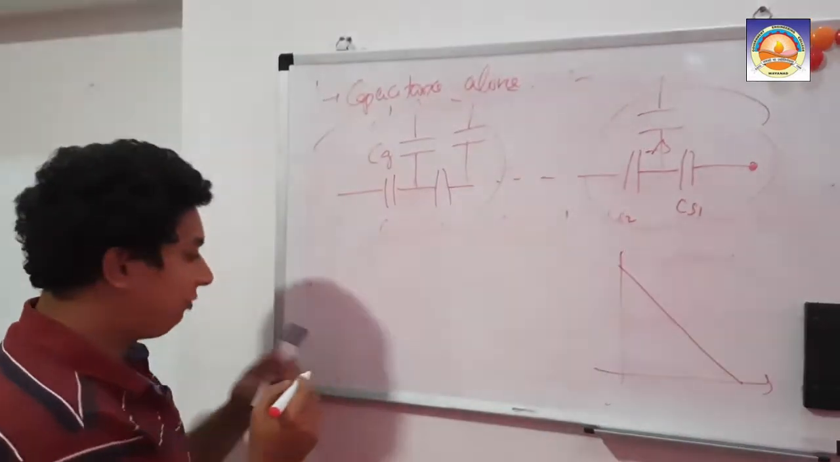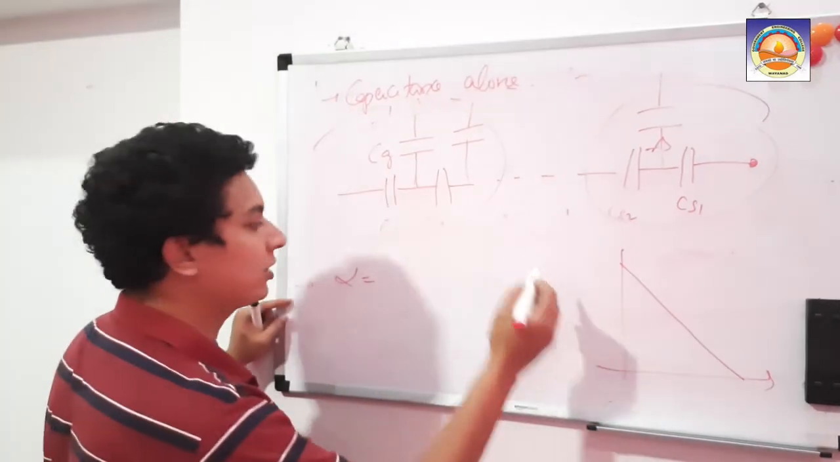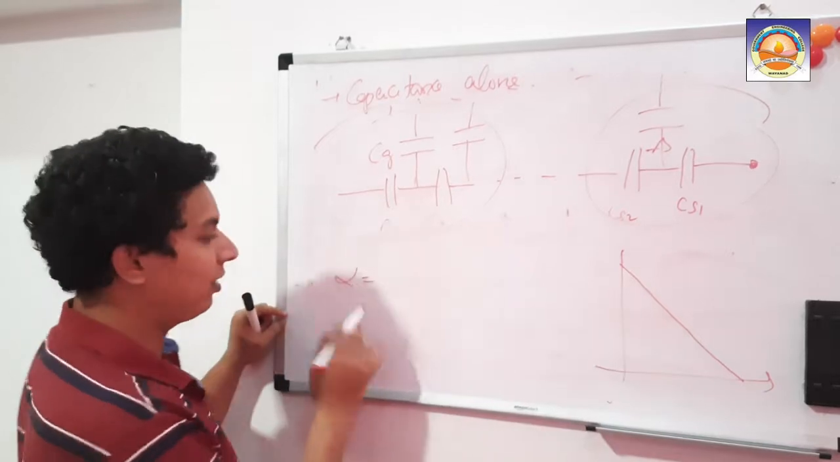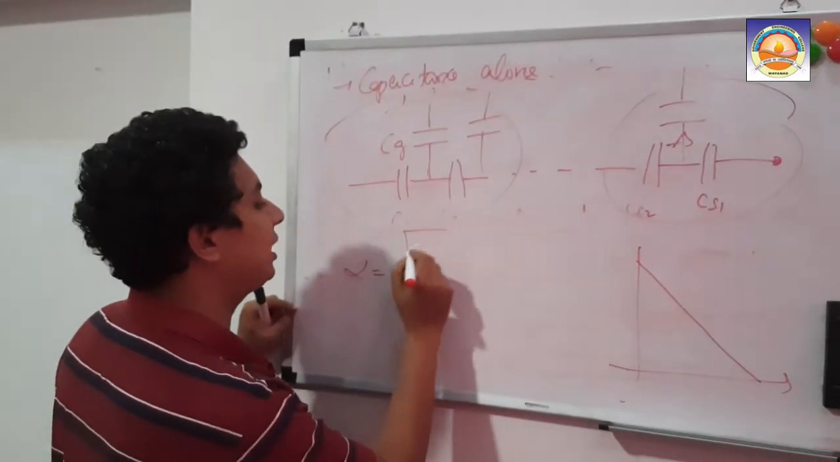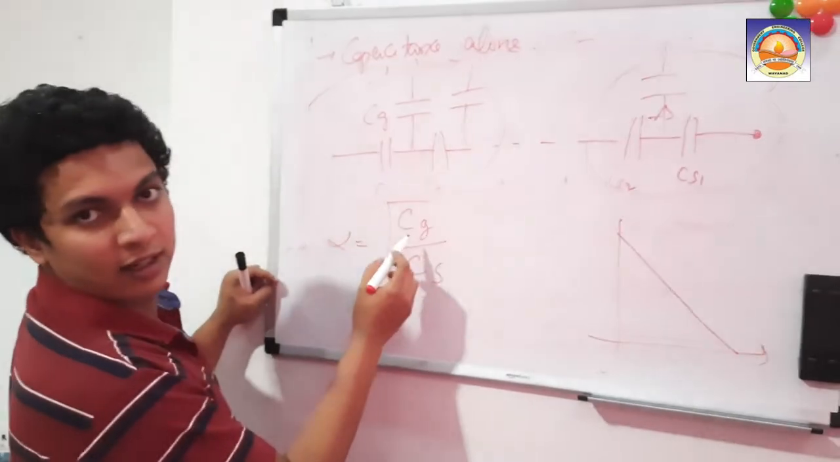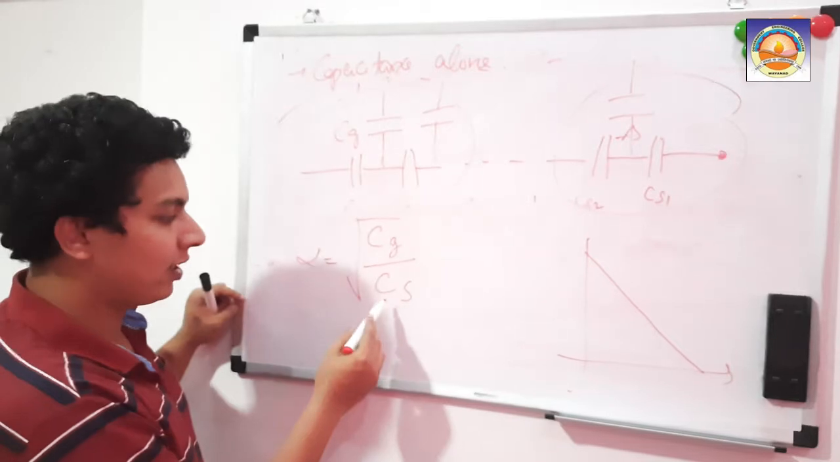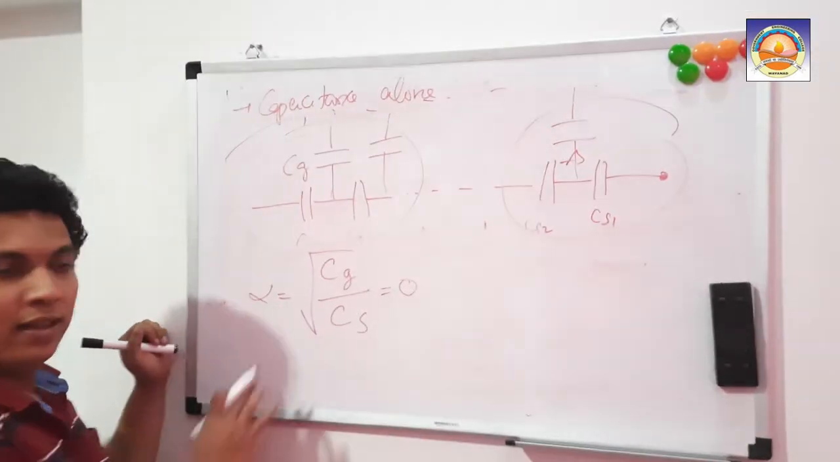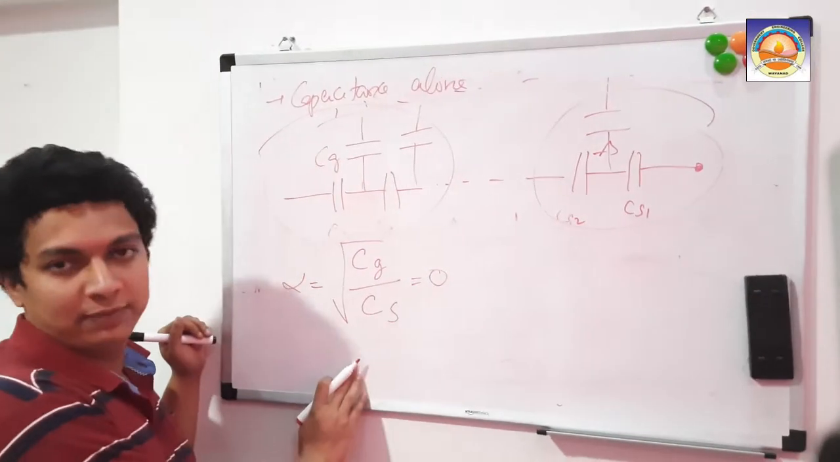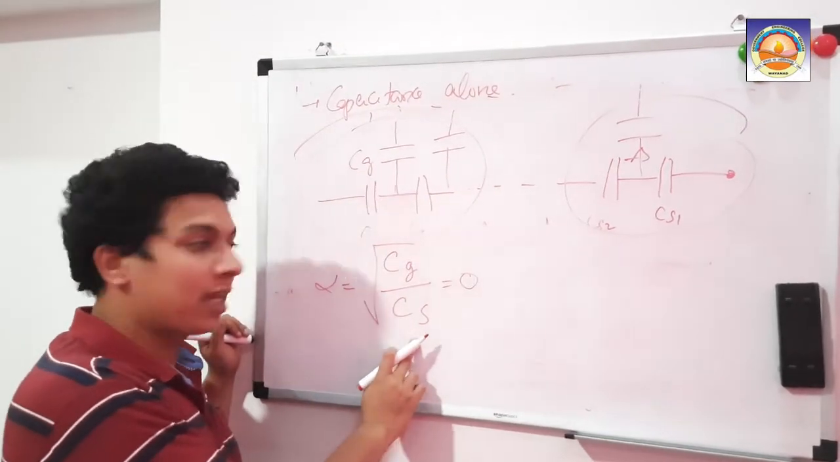So we define a factor alpha, which defines the potential distribution. Alpha is given by root of Cg divided by Cs. Cg is the LV to HV capacitance, and Cs is the series capacitance. Alpha is defined as root of Cg by Cs.